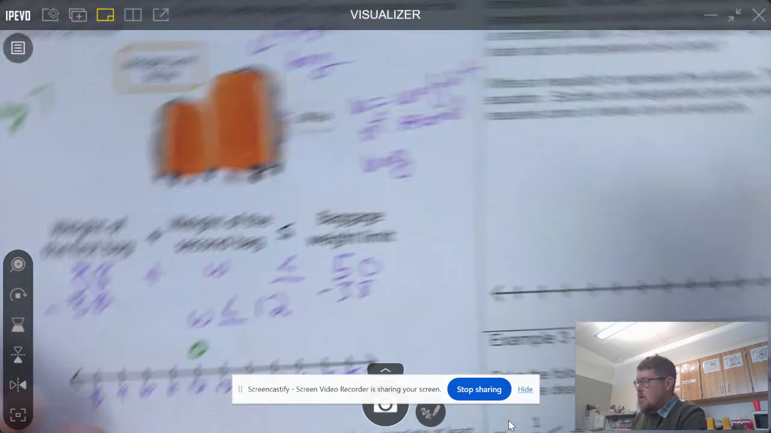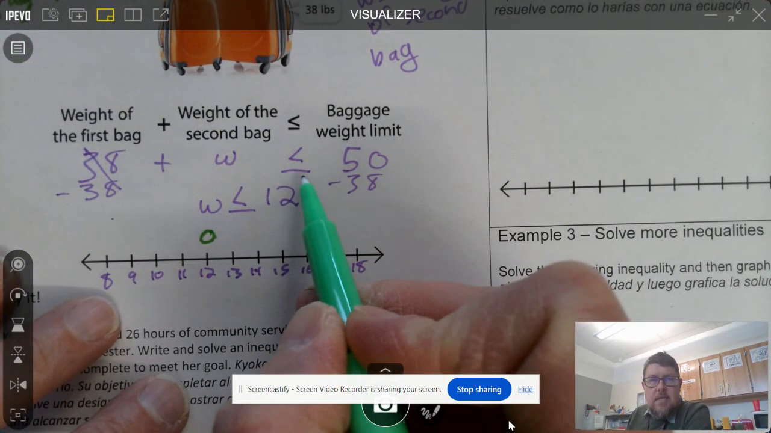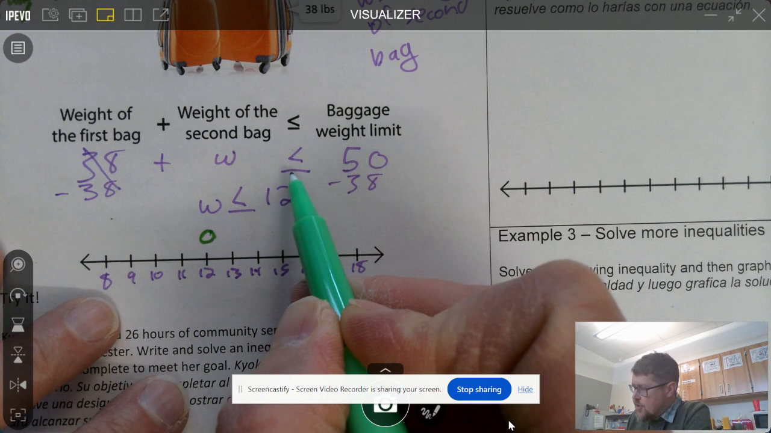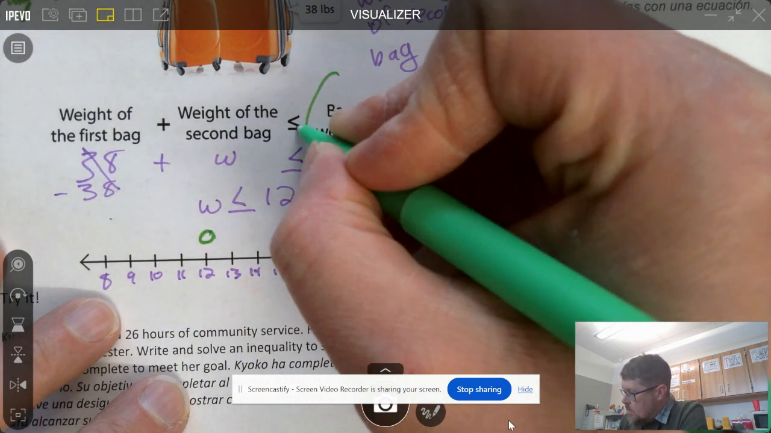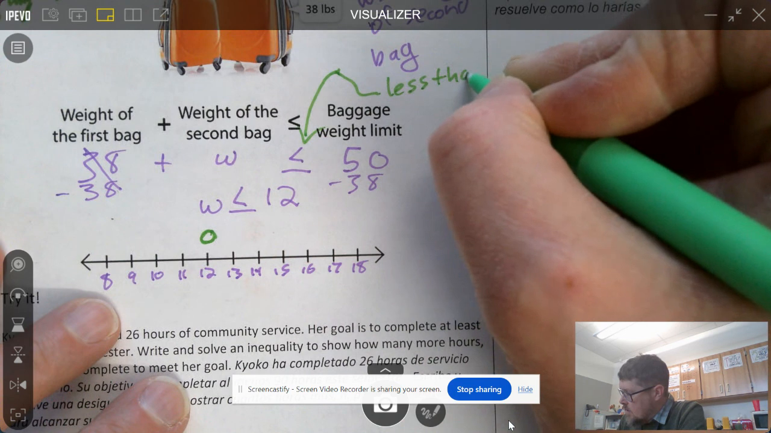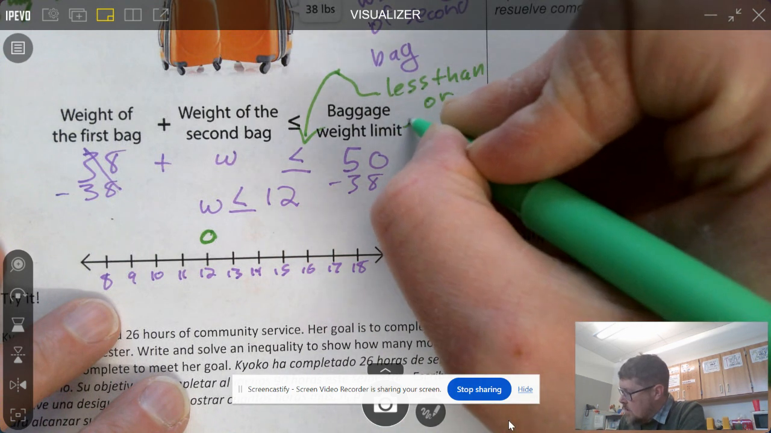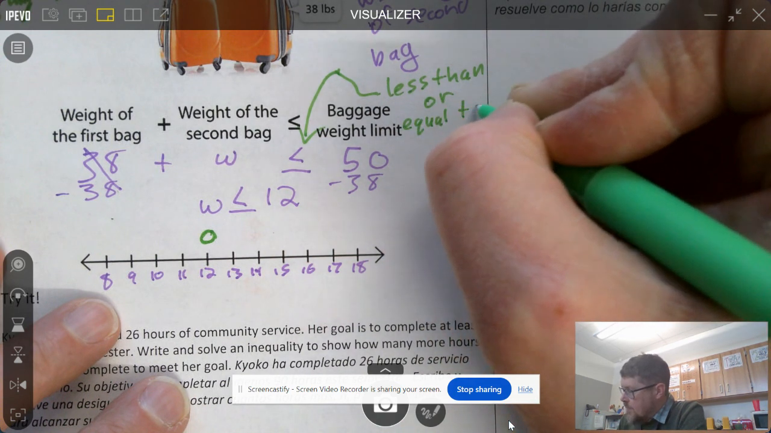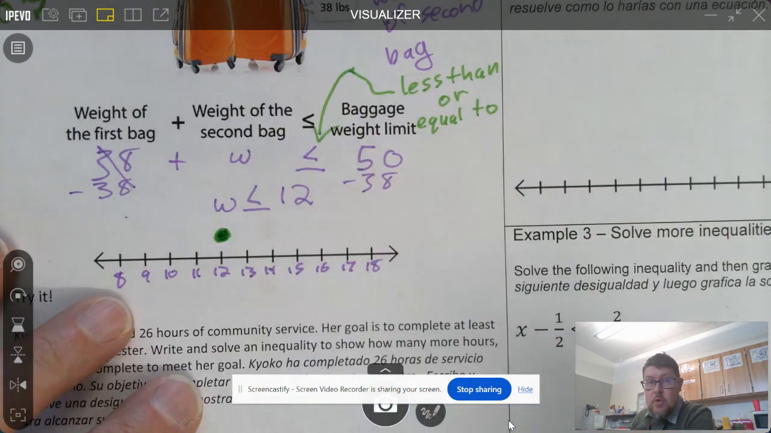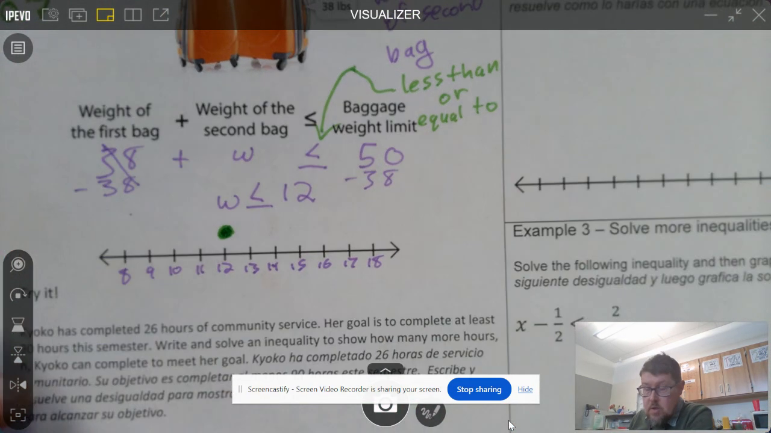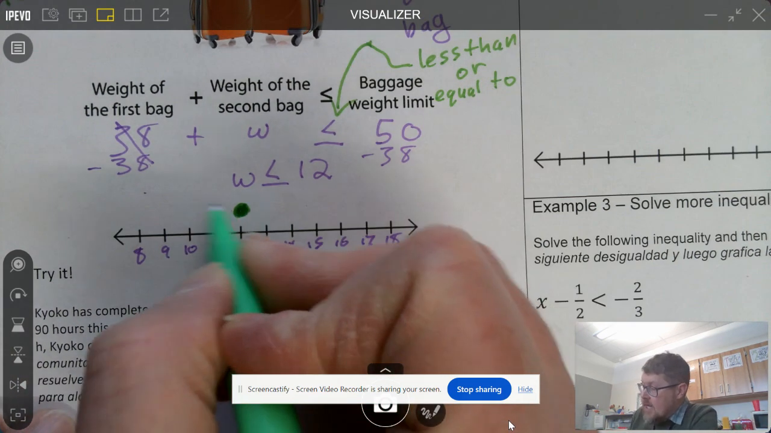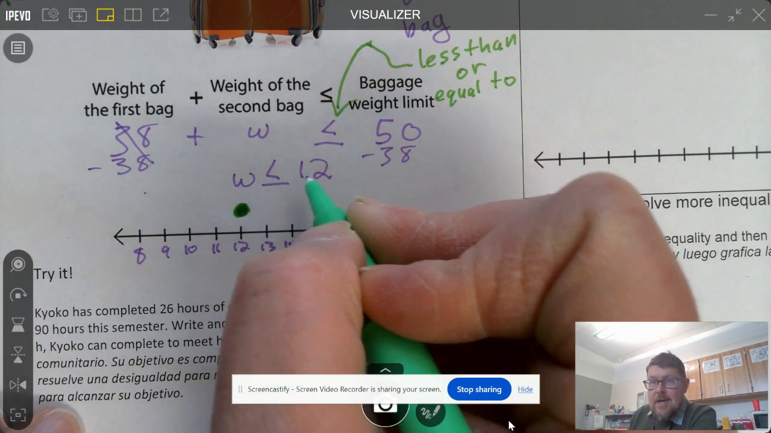Now, this says less than, and then the little bar underneath says equal to. So let's draw a little arrow over here. We would say less than or equal to. That "or equal to" is a signal that we're going to use a closed circle. So close that circle, color it in, and since it's less than or equal to 12, the arrow is going to go the way that the inequality is pointing.